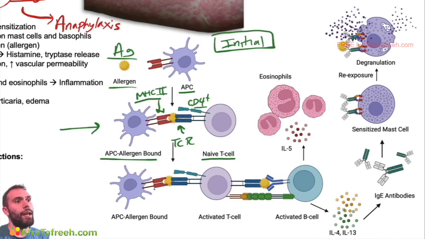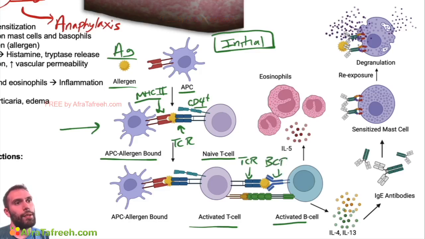Once we have that presentation occurring, that T cell becomes activated. What it will do is find a B cell with the same kind of receptor binding to that allergen or antigen. And we have our T cell receptor here, and then here you can see this immunoglobulin on the B cell. That tells you it's a B cell receptor. Remember, the immunoglobulins are essentially the B cell receptors bound to the surface of the B cells. We talked about that in the B cell lecture.